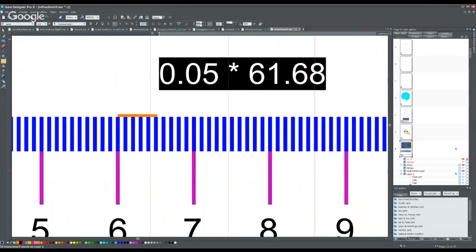So it's 0.05 times 61.68. Actually, I'll multiply that by 1,000 to get it into meters. That's degrees, of course. Got to make sure I don't lose that in radians, because of course every sensible person works in radians. And so, right, that gives 53.8 meters.